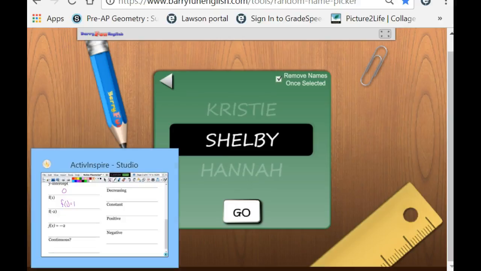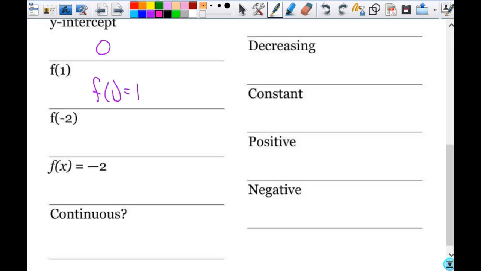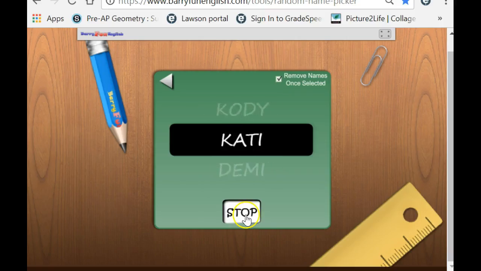Shelby. 4. Y'all agree with that? Yes. There's not an official point there, but yeah, it goes through that because you can tell what it is. So f of negative 2 equals 4. All right. So next one, if f of x equals negative 2, what is x? Miguel.